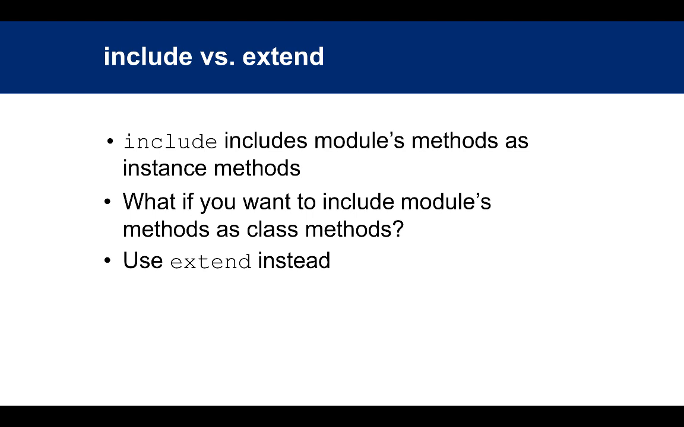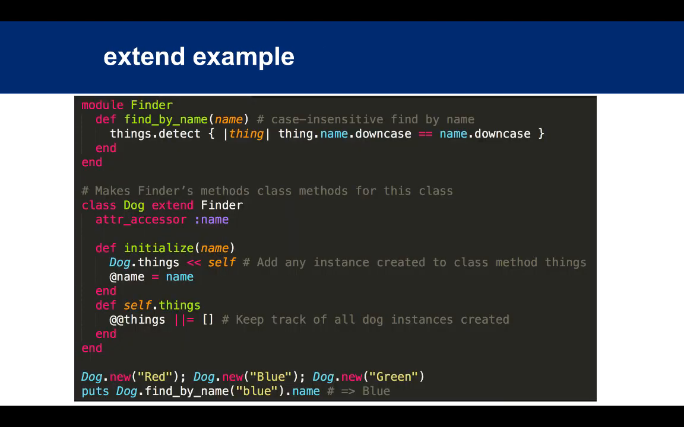Now, so far, I just showed you examples of how you use the methods from a module if you want those methods to be instance methods of a class. So then you use the include syntax. So include includes the module's methods as instance methods of a class that you're implementing. Now, what if you want to include a module's methods, but not as instance methods, you want to include them as class methods? So then instead of using the include method, you use the extend method. So let's see an example of this.